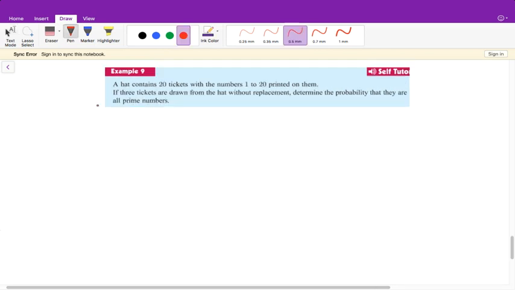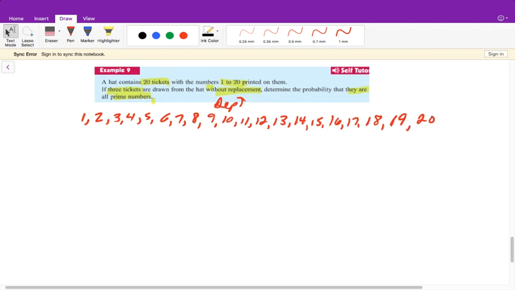All right, so a hat contains 20 tickets with the numbers 1 through 20 printed on them. If 3 tickets are drawn from a hat without replacement, that tells me it's dependent. Determine a probability that they are all prime numbers. All right, so before I do this, then let's list out all these tickets. 1, 2, 3, 4, 5, 6, 7, 8. I'm going to pause this and then fill it. All right, these are all of our possible numbers.